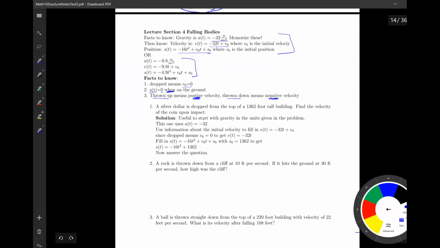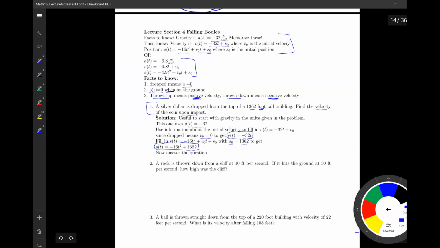All right, so let's look at this first question here. So we're dropping something, a silver dollar, off the top of this 1362 foot high building. And then we want to find the velocity when it hits the ground upon impact. So I'm going to suggest that you start with the acceleration of gravity, which is negative 32, since I'm in English units. Take the antiderivative: negative 32t plus v naught. I know that it is being dropped, so v naught is 0. So I get this as my velocity equation. So I take an antiderivative again to get the position function. I see that s naught is 1362, so this is my position function.